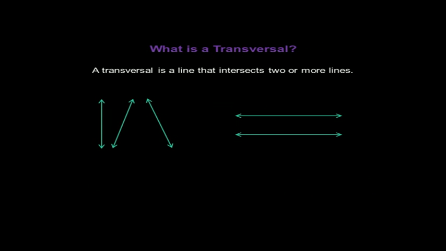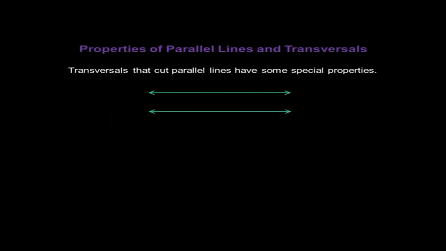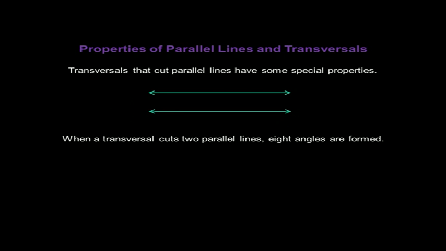What is a transversal? A transversal is a line that intersects two or more other lines. The red line I'm drawing over top of these green lines is a transversal. Transversals that cut parallel lines have some special properties we want to address.